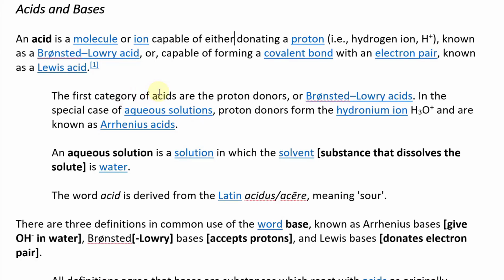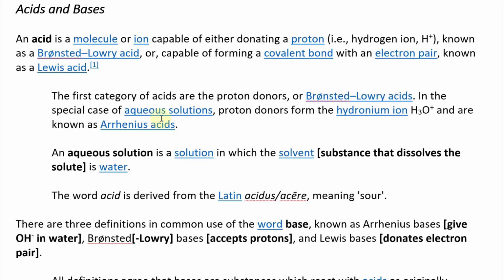Interesting. In both cases, it wants to be more negative. Notice, because it's getting the electron pairs, it's getting more negative, or it's removing a proton, removing a positive charge, and becoming more negative. So the first category of acids are the proton donors, or Bronsted-Lowry acids.